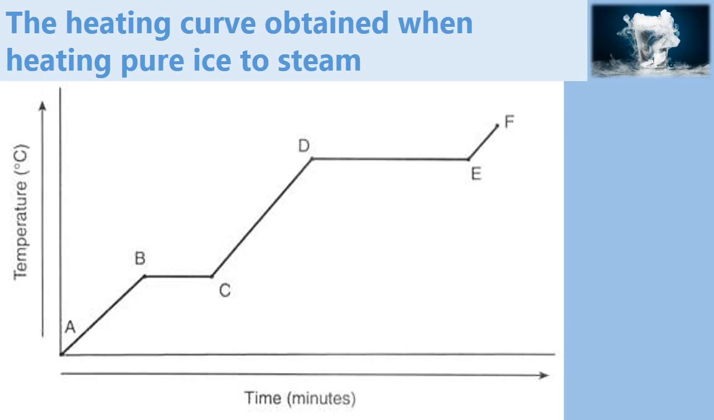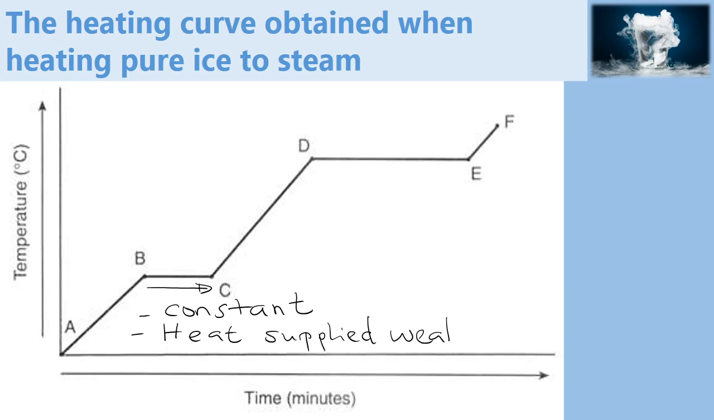At region BC, the temperature remains constant, while the heat supplied is used to weaken the forces of attraction between the particles, and therefore the solid turns into a liquid.